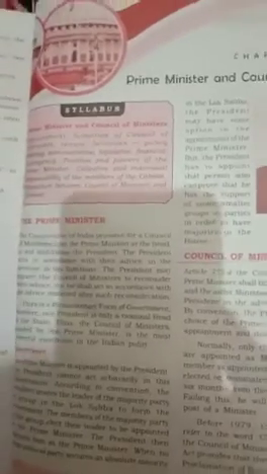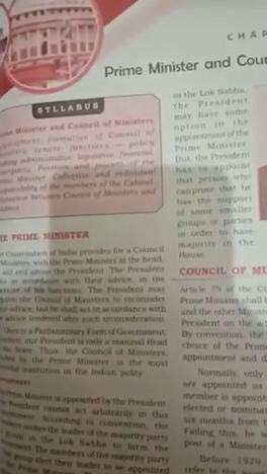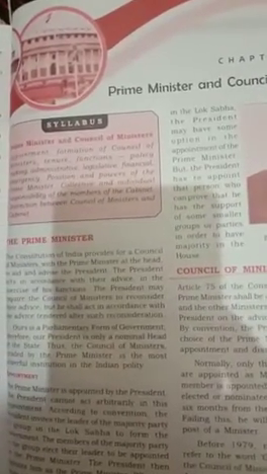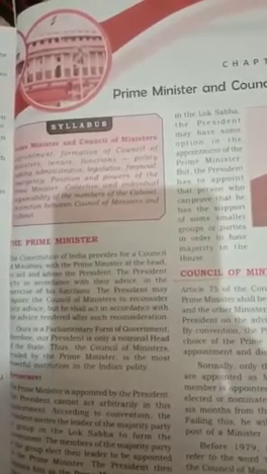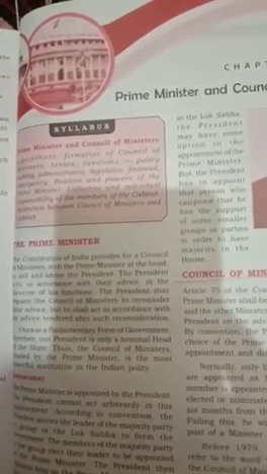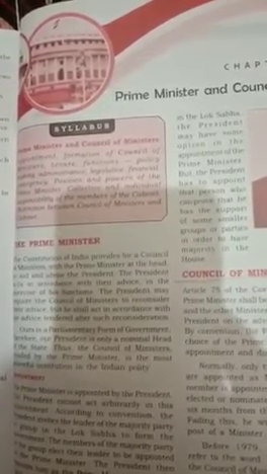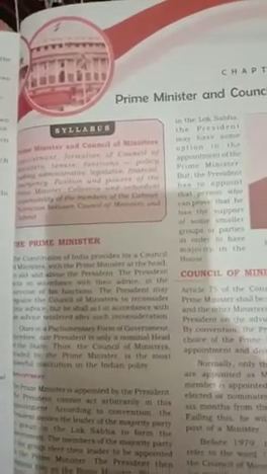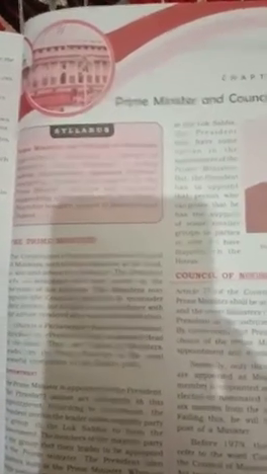So, appointment of the Prime Minister. The Prime Minister is appointed by the President, and the members of the majority party elect their leader to be appointed as Prime Minister. Next one is the Council of Ministers.